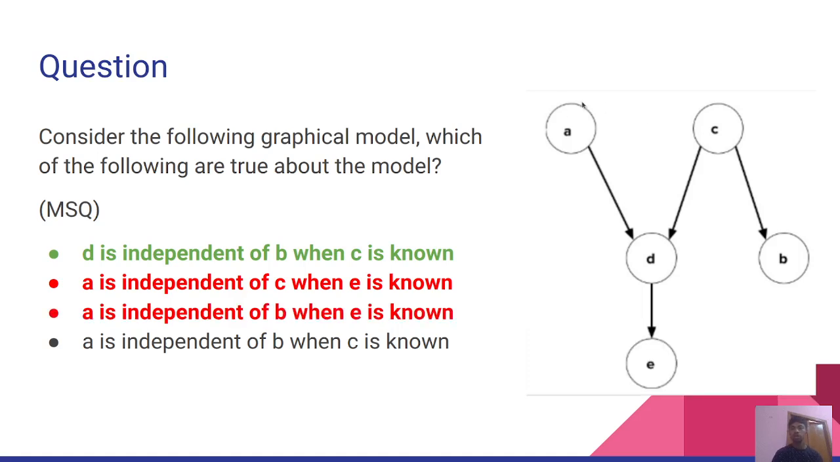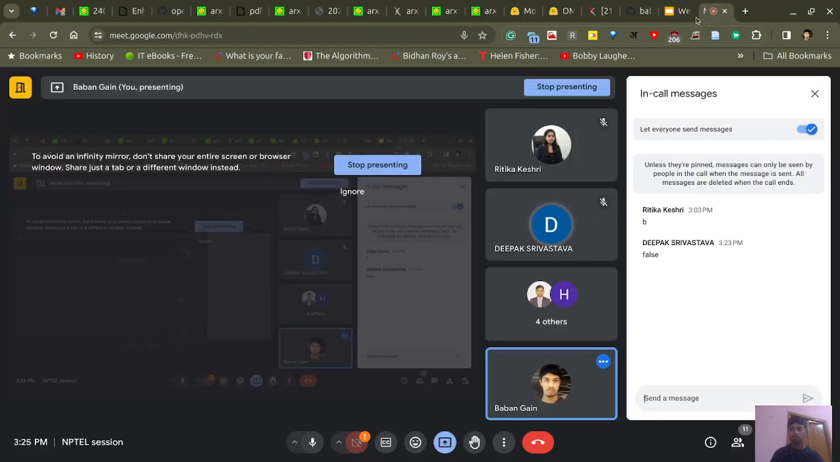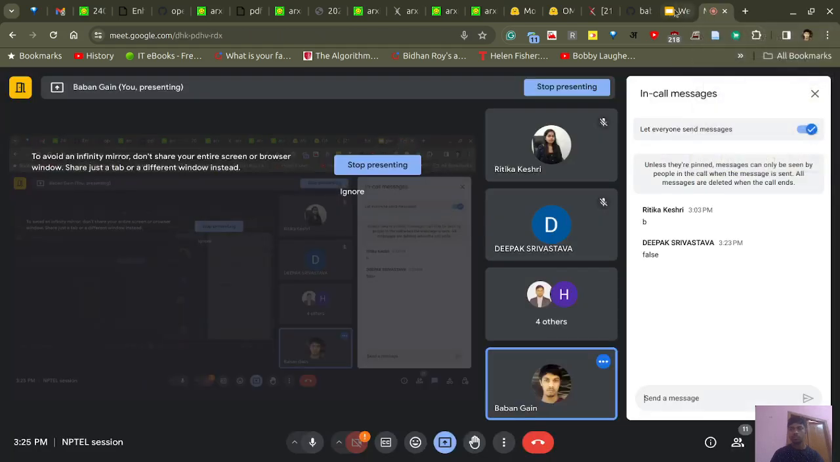Last option, A and B are independent when C is known. So this path is blocked. Is it correct? True. Yeah, it was the answer to the previous question, I guess, Deepak. So you are right.